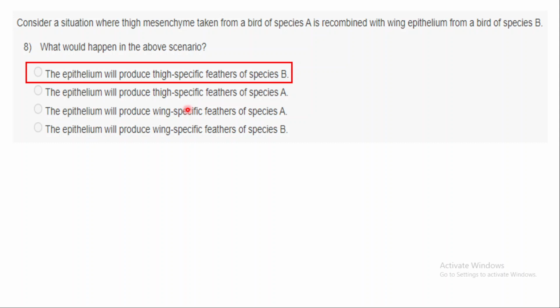Option 1 is the correct answer. The epithelium will produce thigh specific feathers of species B. So option 2 is not the correct answer, but option 1 is the correct answer, where we have thigh specific feathers of species B. So let us understand why this is the correct answer.